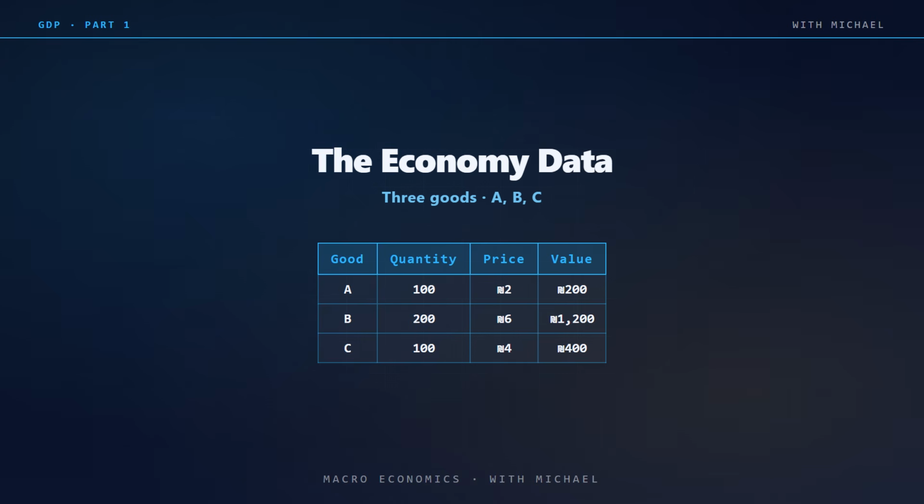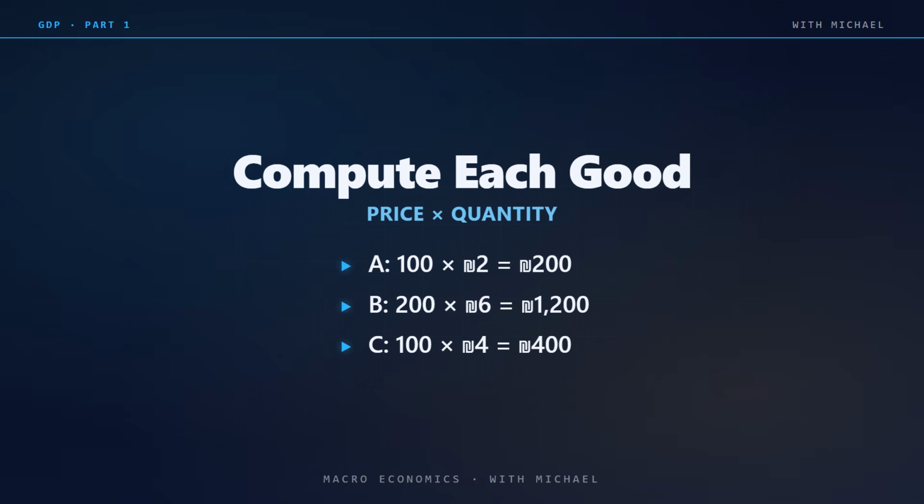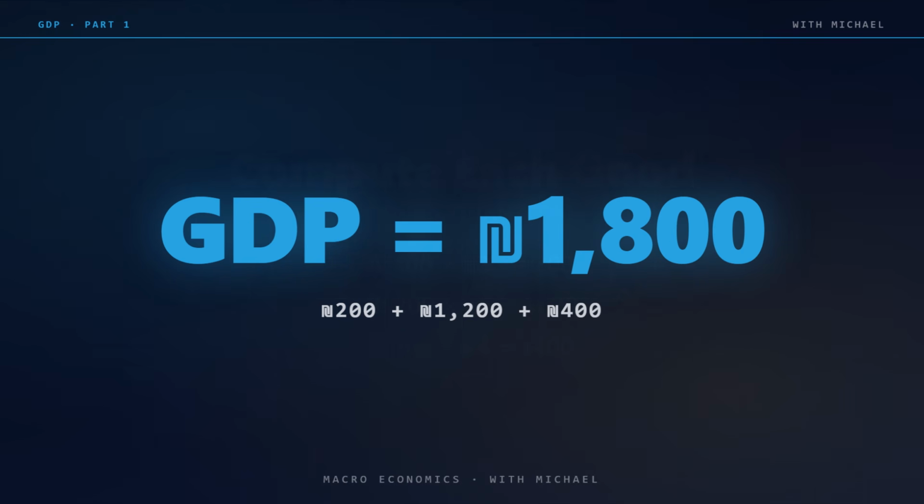Apply the formula. For good A, value equals 100 times 2, that is 200 shekels. For good B, value equals 200 times 6, that is 1,200 shekels. For good C, value equals 100 times 4, that is 400 shekels. The total GDP is 200 plus 1,200 plus 400, equals 1,800 shekels. GDP at market prices equals 1,800.